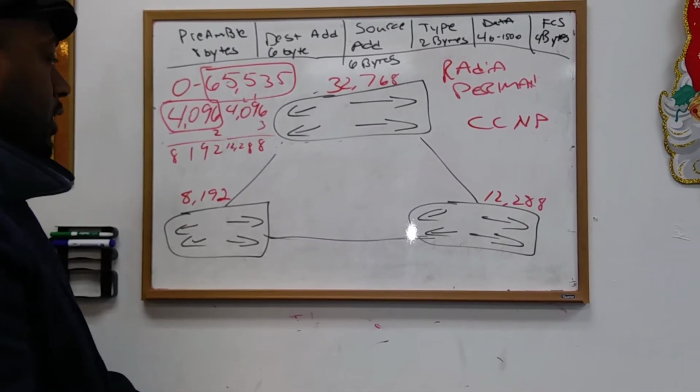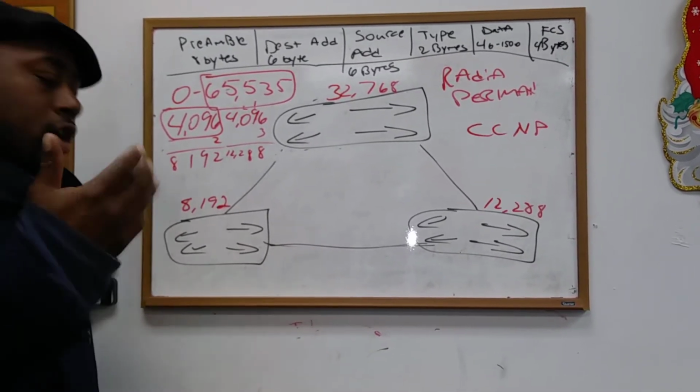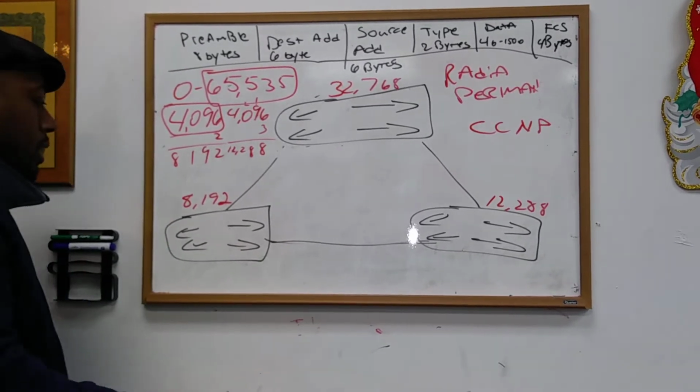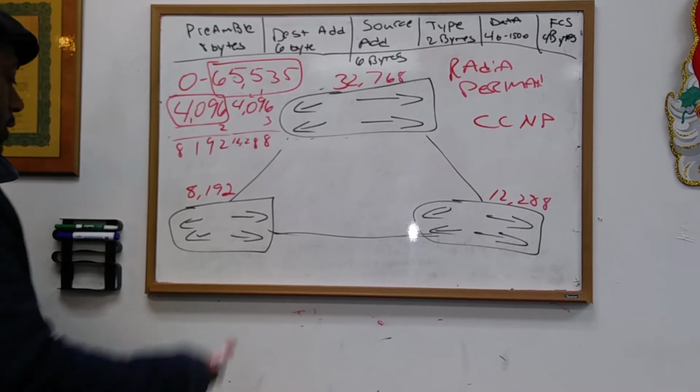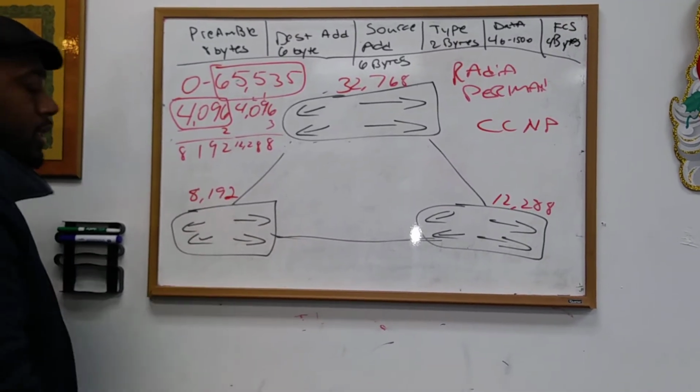The rule is the lowest priority wins the election. The lowest priority wins the election. So in this particular case, the lowest priority would be this switch right here, so this would win the election.